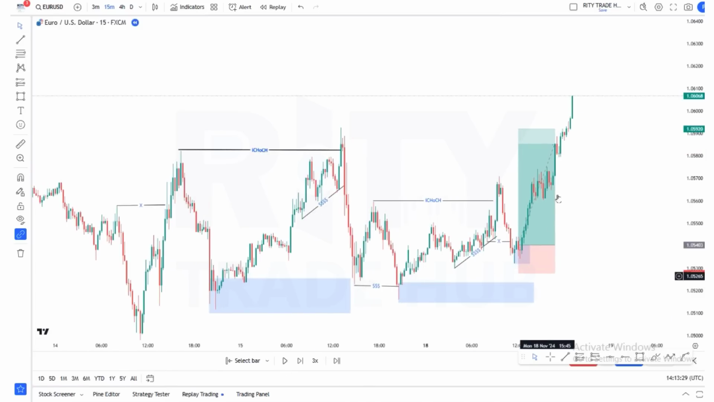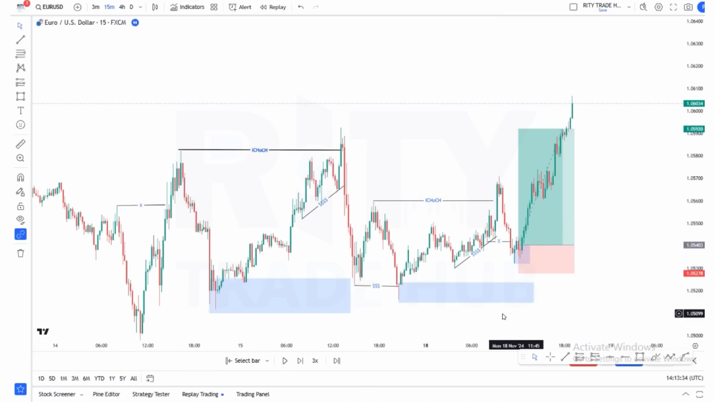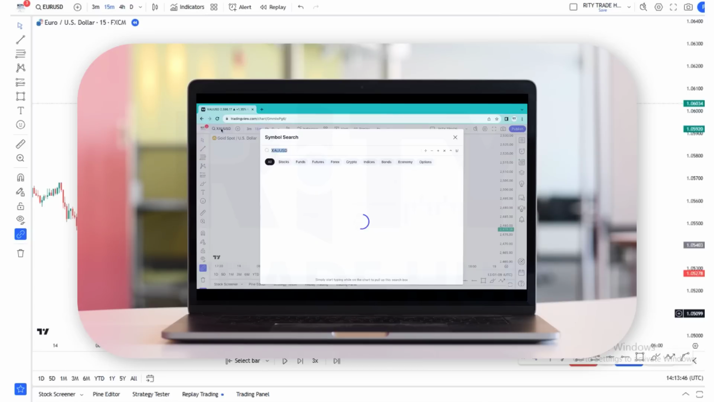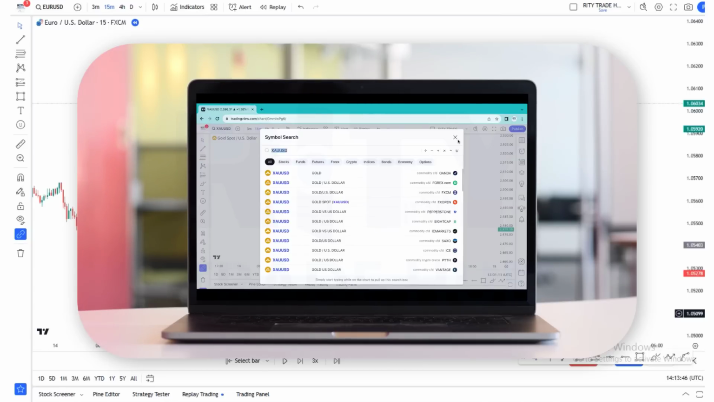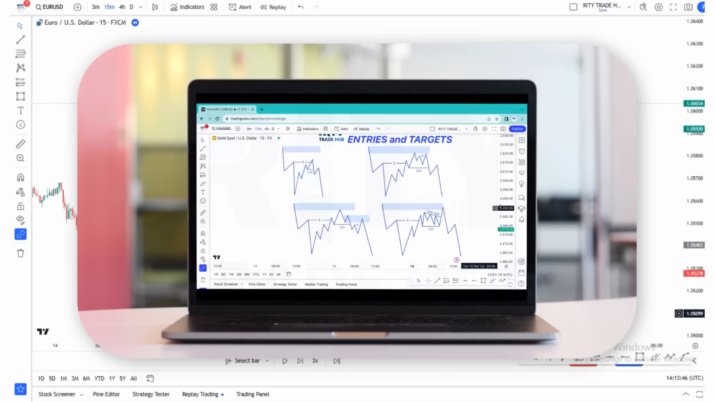Alright guys, as you can see, we bagged our profit target right here. And here on my screen, you can see that I actually called this trade during the live session. I'm observing my chart here. So this is one of our live trades that we're going to be looking at.